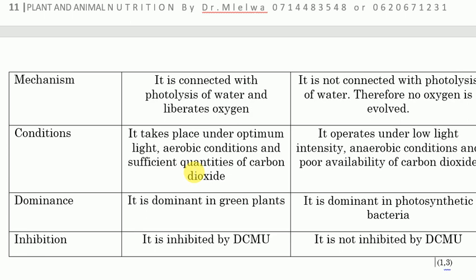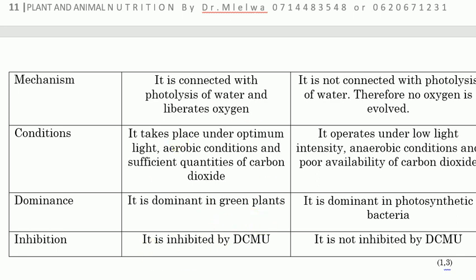In terms of dominance, non-cyclic is dominant in green plants, while cyclic is dominant in photosynthetic bacteria. In terms of inhibition, the non-cyclic one is inhibited by DCMU. We shall discuss later. This DCMU is one among the factors affecting photosynthesis. So just be with me in the next videos. We shall discuss this chemical DCMU and how it can inhibit the process of non-cyclic photophosphorylation. But cyclic is not inhibited by DCMU.